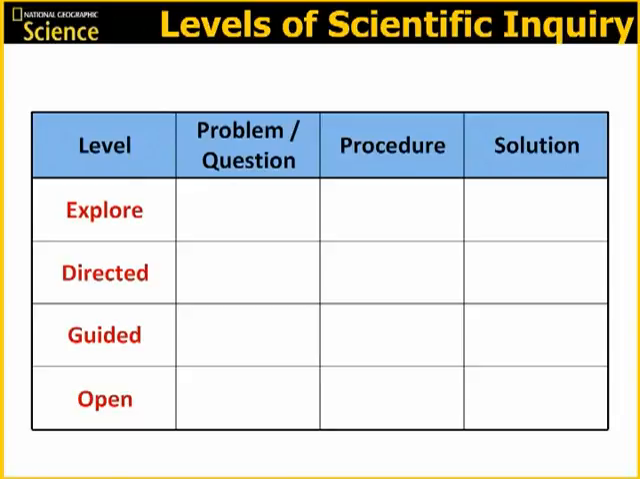With every inquiry activity, there will always be a problem or question, a procedure, and a solution. When it comes to the 4 levels of inquiry, the variable for teachers and teaching science is to determine how much is given to students to structure or guide their investigation. This chart provides a quick and easy visual representation of what is given to the students at each level.